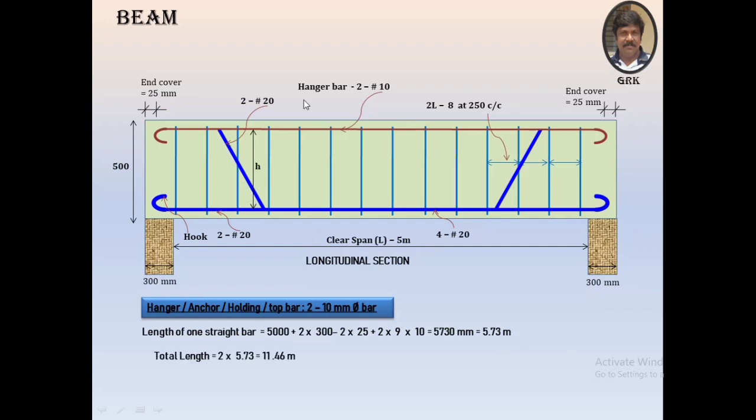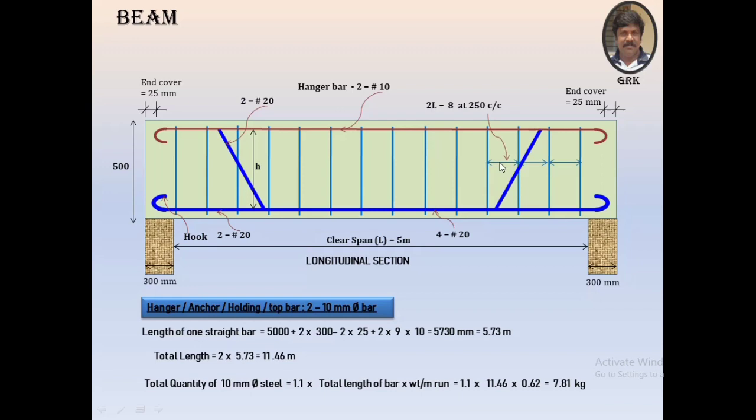The total length of this, we have got 2 number of bars, 2 into this length of 1 bar is 11.46 meters. Now the total quantity of 10 mm diameter steel is 1.1 times the total length of the bar into weight per meter run. It works out to be 7.81 kgs. So 10 mm we have to purchase of 7.81 kgs.